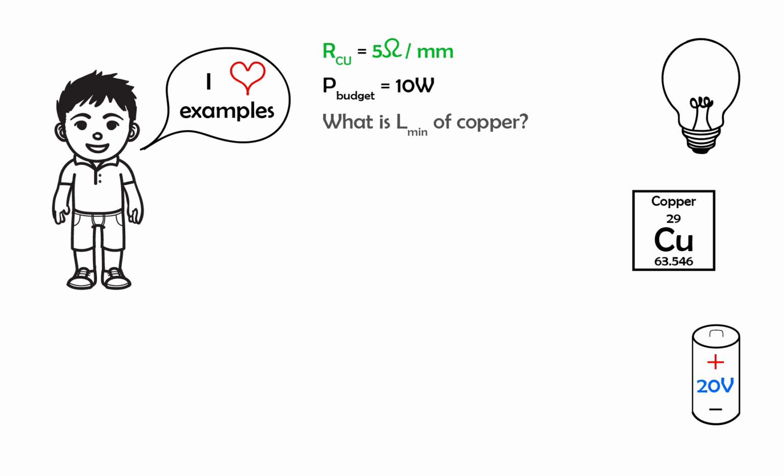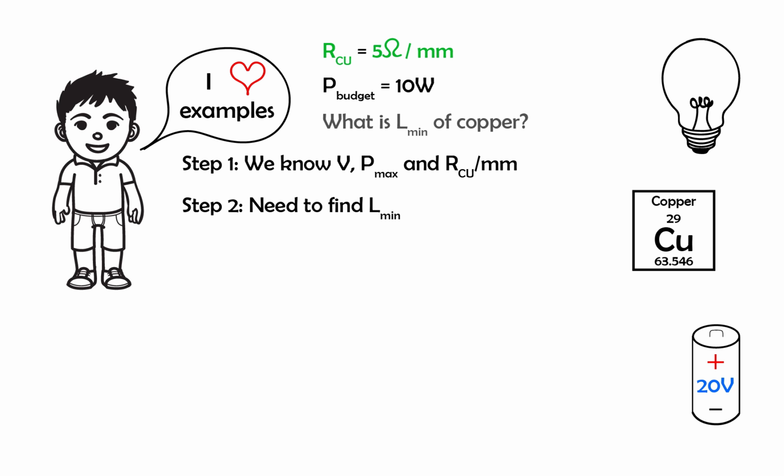Again, first let's write the parameters we know and then the ones you're asked to find. We know voltage equals 20 volts, maximum power equals 10 watts since the power budget is 10 watts, and the resistance per millimeter of copper is 5 ohms. We need to find the minimum length that will yield a power consumption of 10 watts.